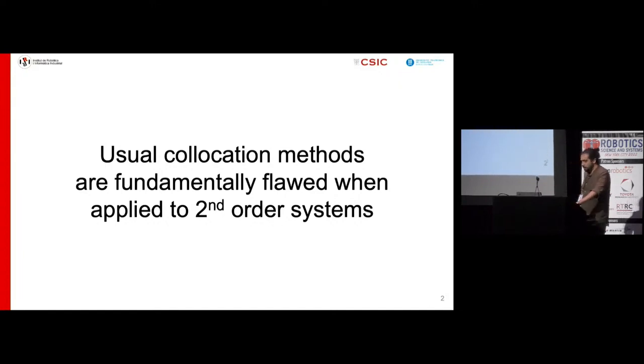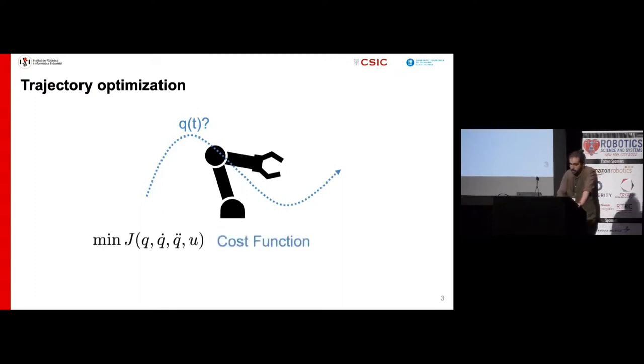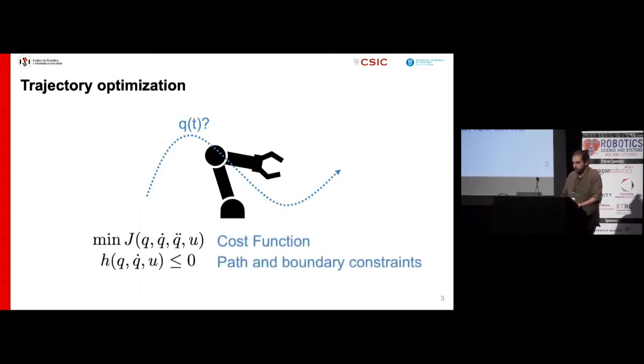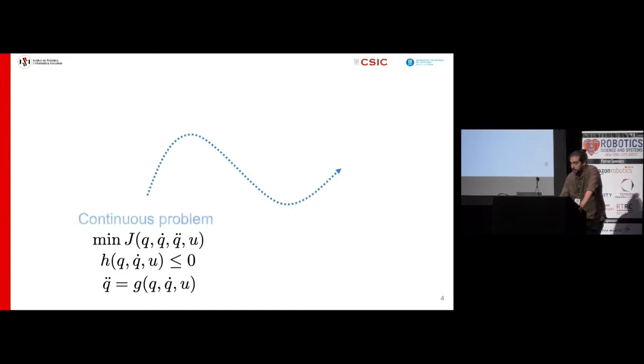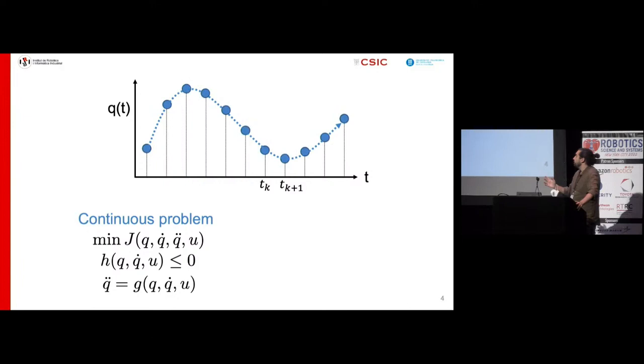To start with, let us recall the trajectory optimization problem. Suppose we have a robot for which we want to find an optimal trajectory Q of t minimizing a given cost function. This trajectory must fulfill some path and boundary constraints and satisfy the dynamics equation of the robot. To solve this problem numerically, a usual choice is to apply a collocation scheme. This consists in dividing the time domain into intervals and applying a quadrature rule to each interval to transcribe the continuous problem into a nonlinear programming one.